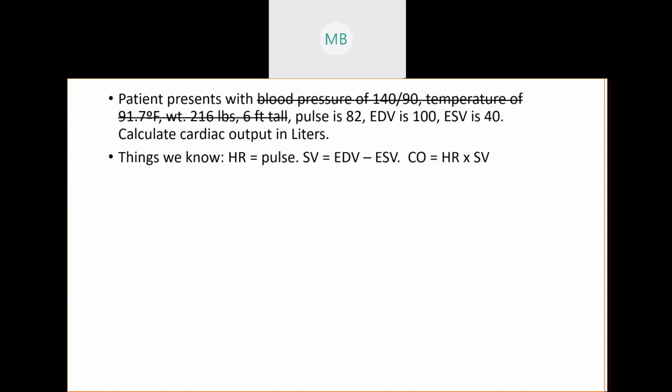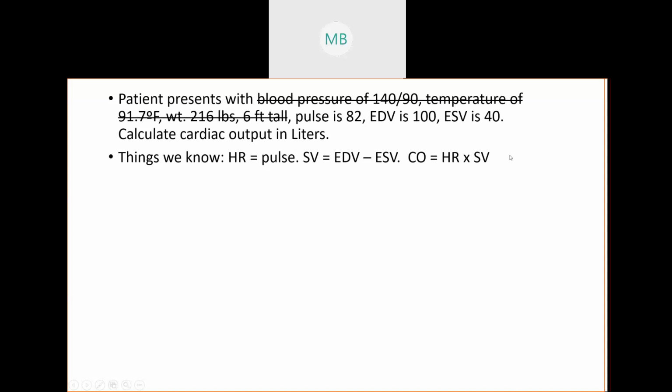We know that the formula to figure out stroke volume is end diastolic volume minus end systolic volume. So we have the two things we need right here in order to calculate our stroke volume. And we know that cardiac output, which is what our problem is asking us to solve, is heart rate times stroke volume, right? Looks like we have everything we need. We just need to start plugging in.